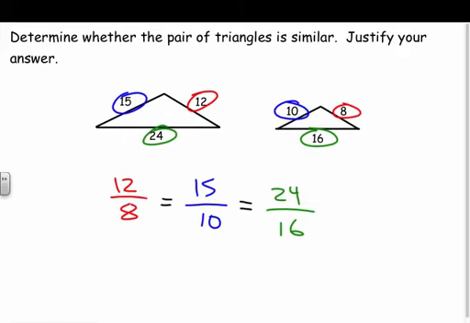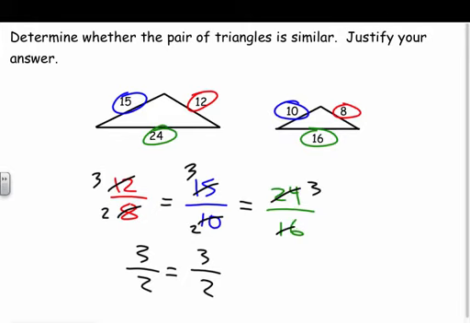Well, let's go ahead. If I simplified all three of these, they should all be the same if they're similar. So if I simplify this first one, 12 over 8, 4 goes into both. 4 goes into here 3 times. 4 goes into here 2 times, so 3 over 2. Well, 5 goes into the next one. 5 goes into 15 3 times. 5 goes into 10 2 times, so 3 over 2, good. And then the last one, 8 goes into 24 3 times, and 8 goes into 16 2 times.